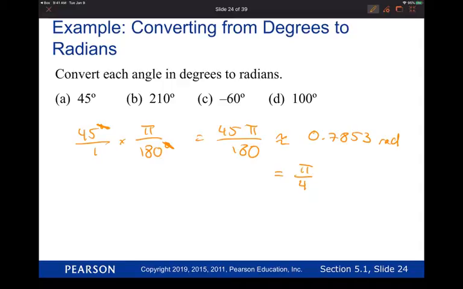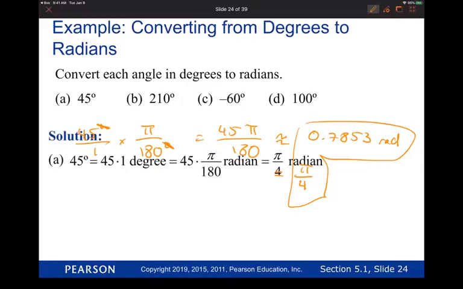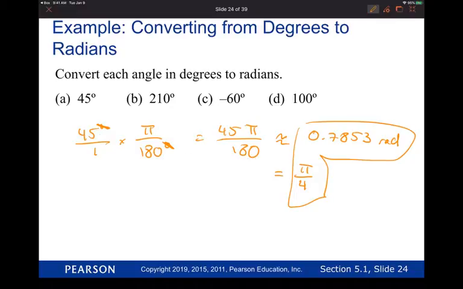So more than likely they want the exact result. The exact is pi over 4. The approximation, you just say pi divided by 4, and you get that decimal. Let's see how we do on this one. See, pi over 4 radians. Is that okay? Let's do another one.